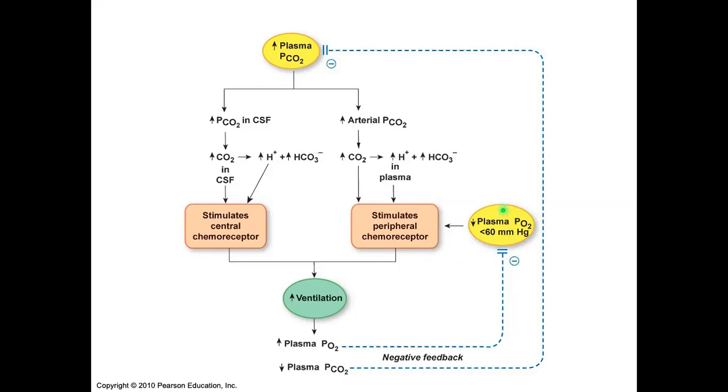So let's say I go up to Mammoth, where the altitude is 12,000 feet, there's less oxygen. That is also going to stimulate my peripheral chemoreceptors to increase ventilation as well. So that's how we would use that.